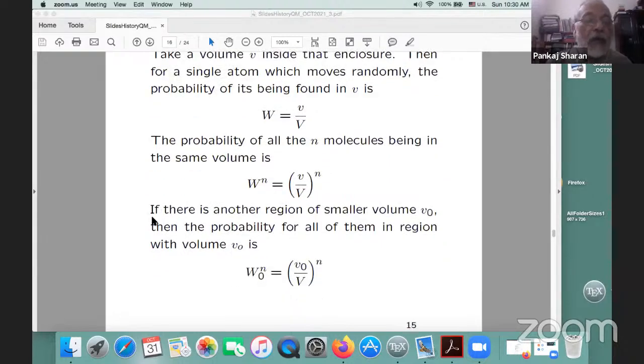And now if there is another region of, let us say, smaller volume v0, then the probability for all of them to be in that region is small v0 upon V to the power n, just like this one. So what happens is that the probability of all the n molecules being together in a smaller volume is of course much smaller, and all of them being in a larger volume V is larger than that.